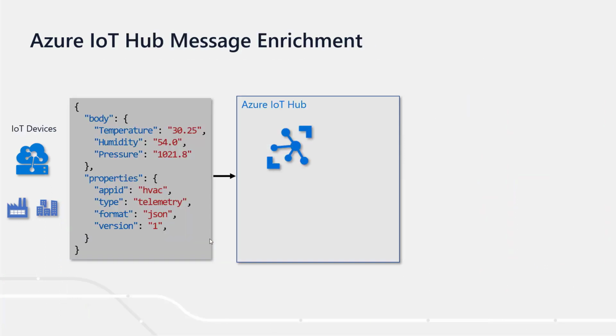Now, as I said, I'm going to talk about all this in more detail. So the first thing I want to talk about is message enrichment. On the left-hand side, we've got a JSON-based message from a sensor device monitoring an HVAC system, a heating, ventilation, and air conditioning system. The device developer has captured the telemetry, the humidity and the pressure, and has also added some metadata: an app ID of HVAC, the message type is telemetry, the format is JSON, and the schema version is 1. That message will flow into Azure IoT Hub.